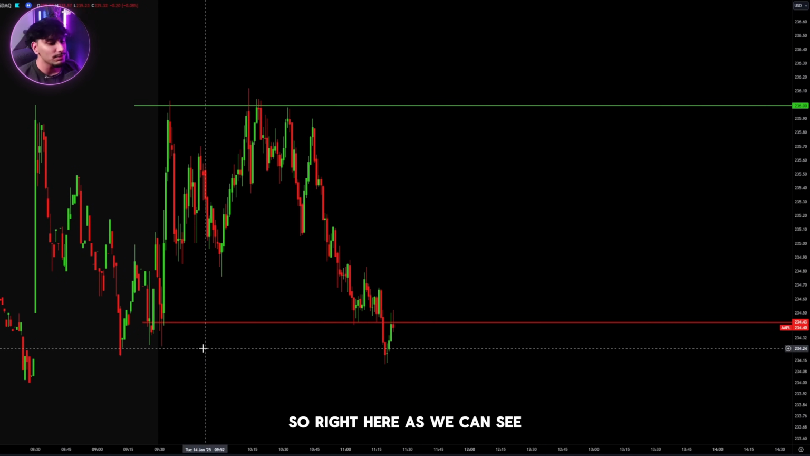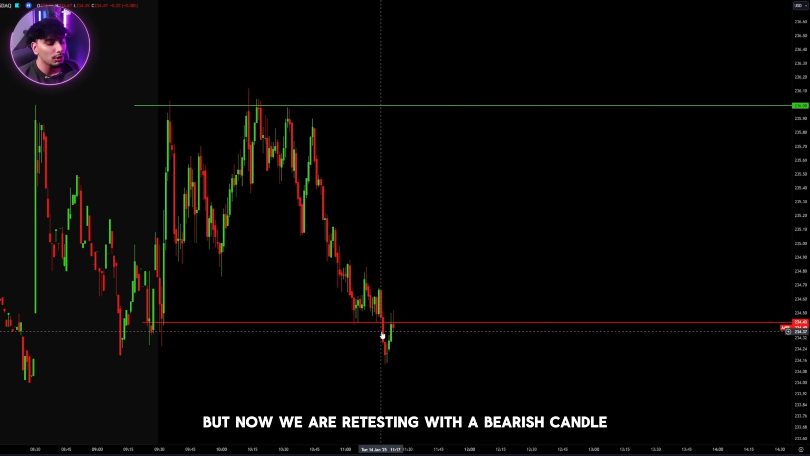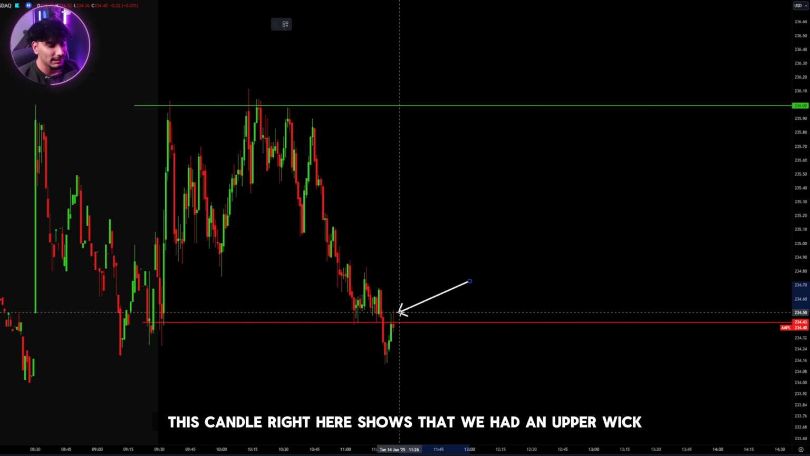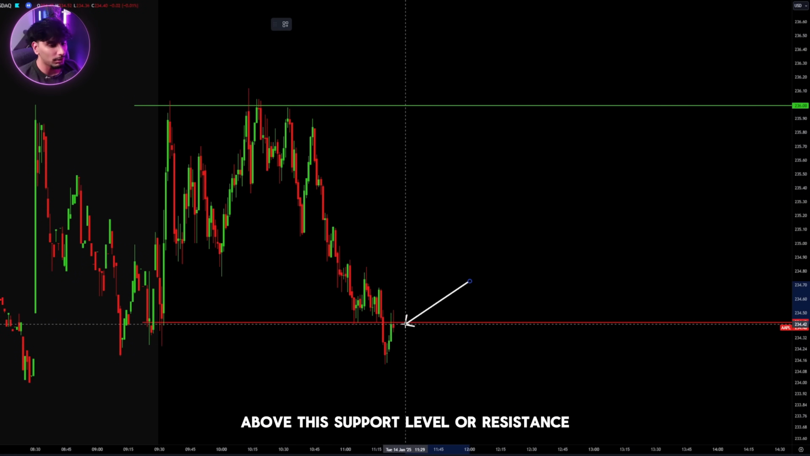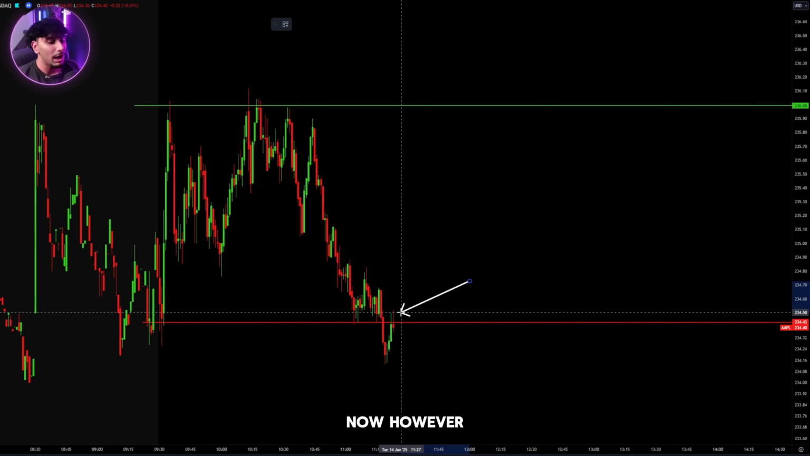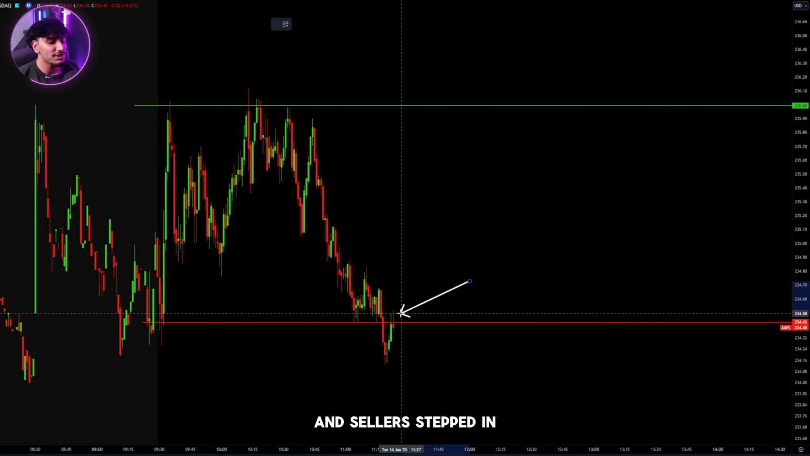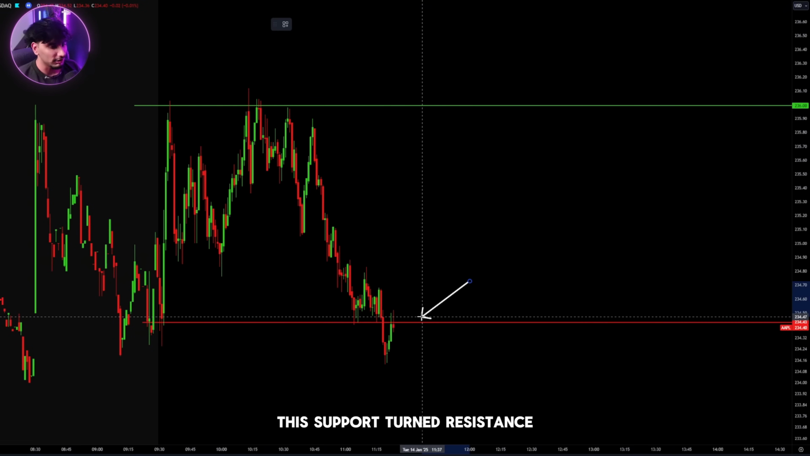So right here, as we can see, we not only broke below this support, but now we are retesting with a bearish candle. This candle right here shows that we had an upper wick, which means that buyers tried to bring the stock back above the support level or resistance now. However, sellers knew that they had to keep this as resistance, and sellers stepped in to ensure that the stock does not break above this support turned resistance.